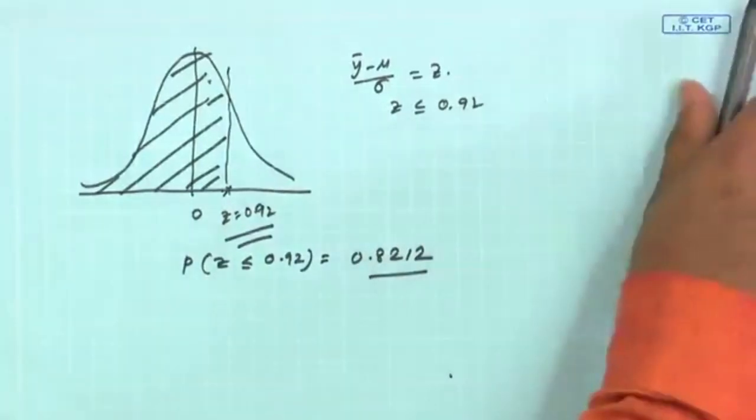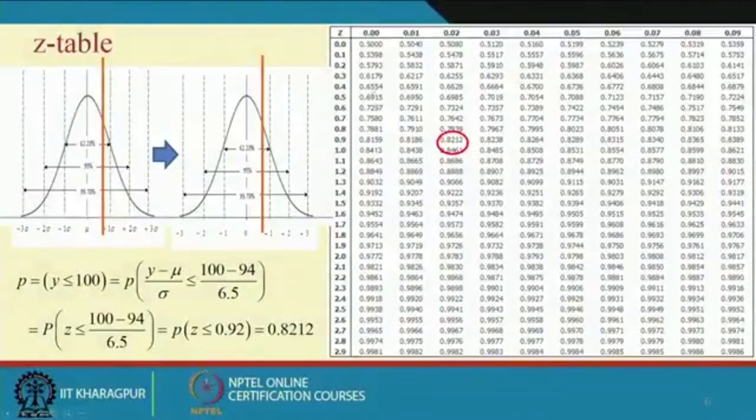See the table. Our z value is 0.92. So, see this is the z value, go down, get 0.9. And then add 0.02 on this side. So, 0.9 and 0.02, 0.92, and this value is 0.8212. Okay. So, suppose your z value is 1.96, then you see what happened.